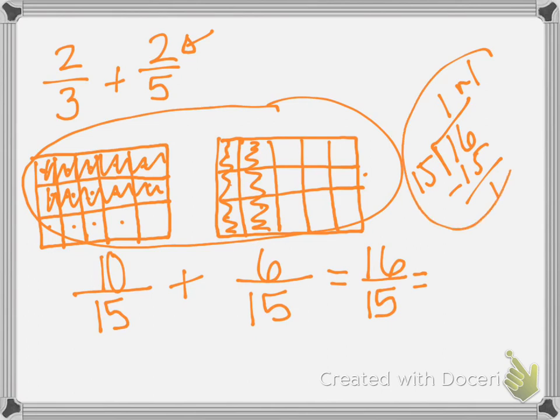So you can do it this way if you want, or you can just see that 15 goes into 16 once. The denominator always stays the same. And then we have 1 left over because we've used up 15 of the 16. So the answer would be 1 and 1/15.